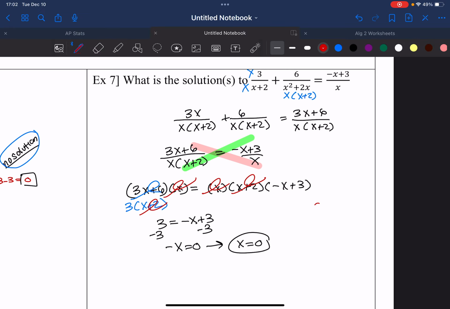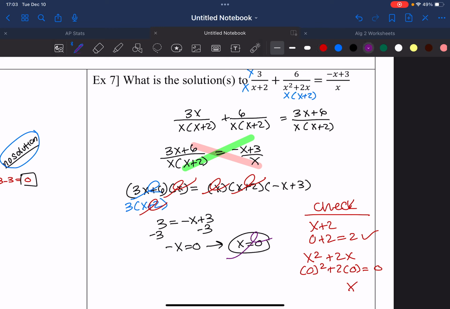But then I have to check my denominators. So I have x plus 2. If I plug in 0, I get 0 plus 2, which equals 2, so that's good. Then I have x squared plus 2x. If I plug in 0, I get 0. That's bad, which means my answer is not x is equal to 0. It's no solution.